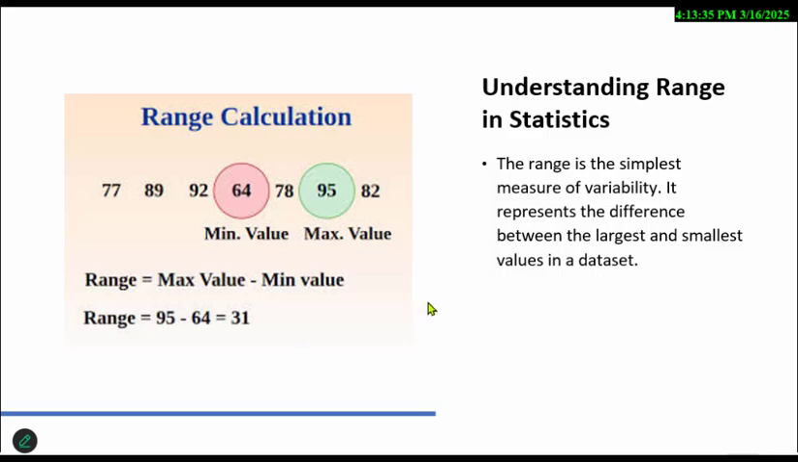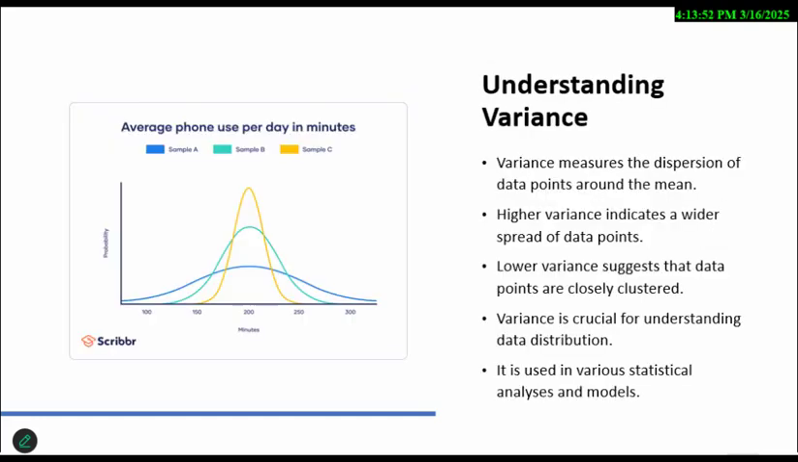Range is easy. Range is just the highest to the lowest numbers. What's the range of the test scores? 64 to 95. What's the range? 95 minus 64 is 31. So we had a score of 31 points from the highest to the lowest. Pretty simple, easy question once you just know what it is.